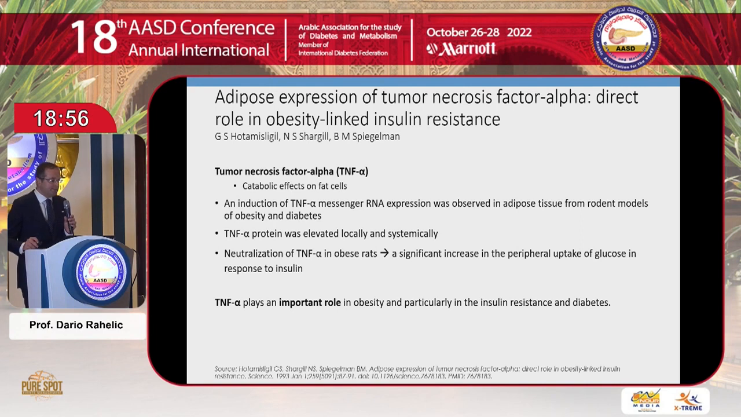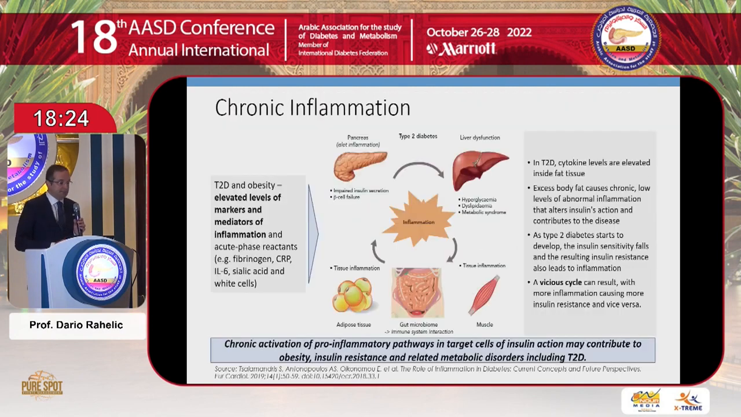In that study, they found that TNF-alpha, or tumor necrosis factor, has catabolic effects on fat cells. That was a very important discovery in that period of time, because the neutralization of TNF-alpha causes a significant increase in the uptake of glucose in the periphery. They concluded that TNF-alpha plays important roles in obesity, insulin resistance, and diabetes.